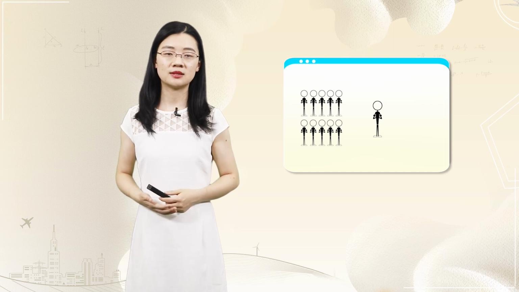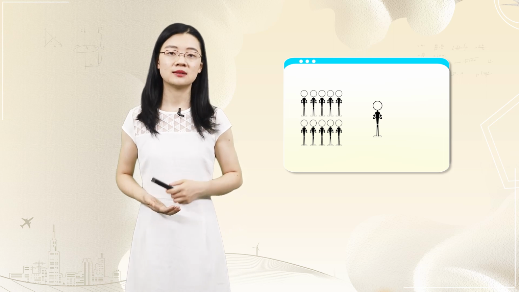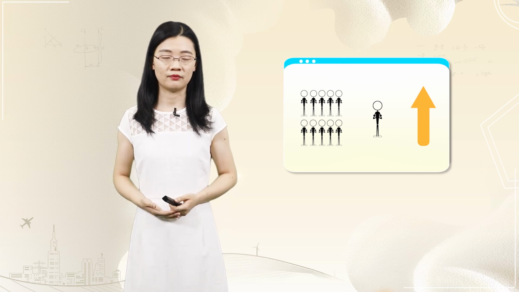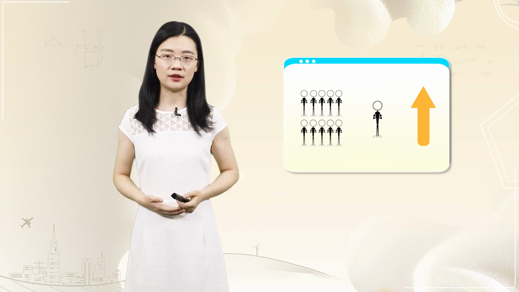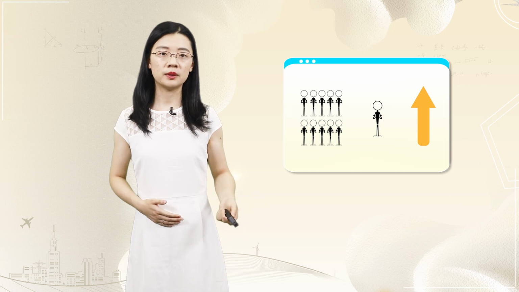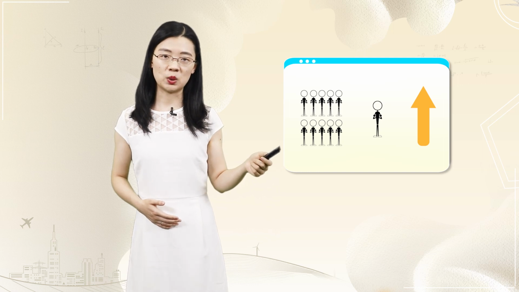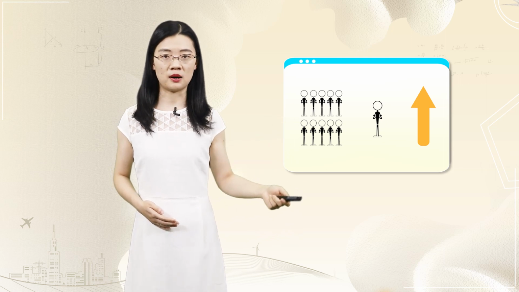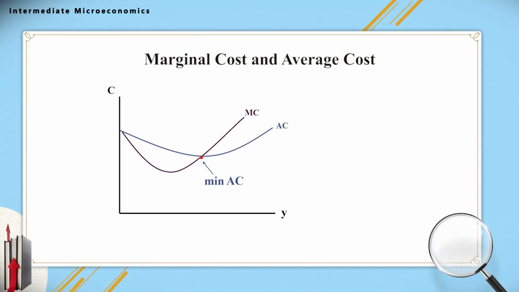Then, if we calculate the average weight of the 11 children, it is not difficult to find that it must be greater than the average weight of the original 10 children. That is to say, when the marginal value is greater than the average value, the average value will be pulled up by the marginal value. Conversely, when the marginal value is less than the average value, the average value will be pulled down by the marginal value. We use a graph to describe the changing relationship between average cost and marginal cost.